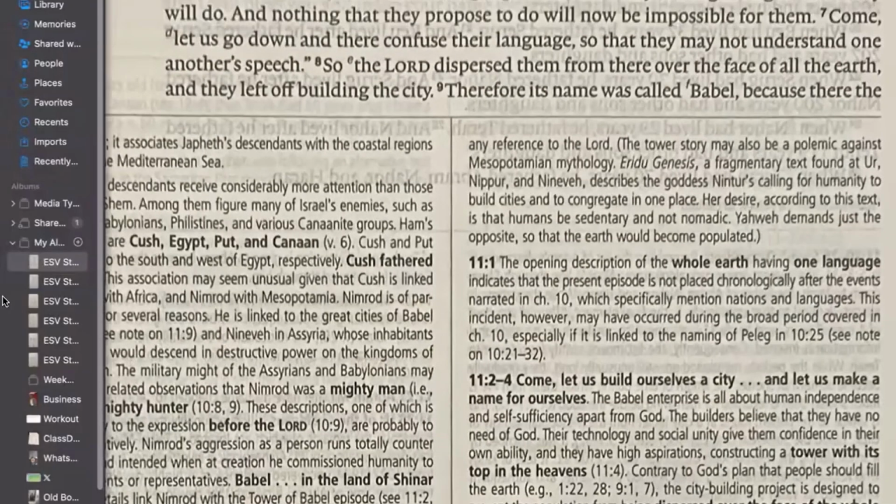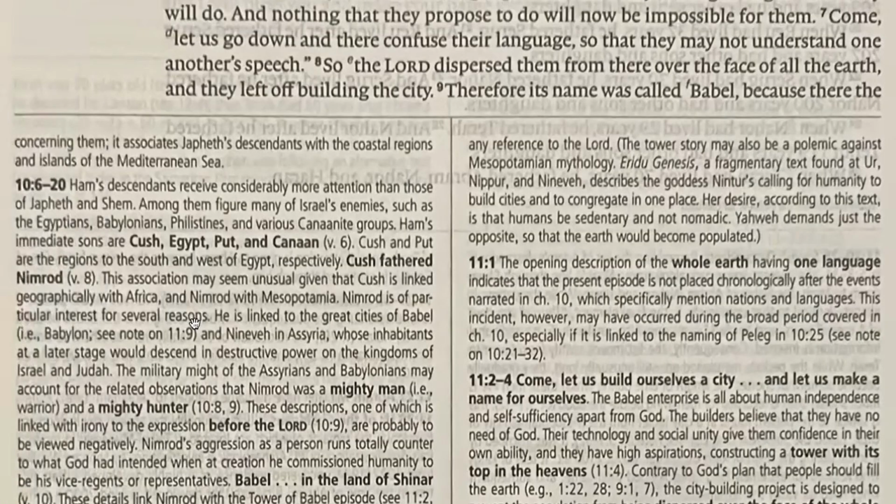All right. Chapter 10, verses 6 to 20. Ham's descendants receive considerably more attention than those of Japheth and Shem. Among them figure many of Israel's enemies, such as the Egyptians, Babylonians, Philistines, and various Canaanite groups. Ham's immediate sons are Cush, Egypt, Put, and Canaan, verse 6. Cush and Put are the regions to the south and west of Egypt, respectively. Cush fathered Nimrod, verse 8.